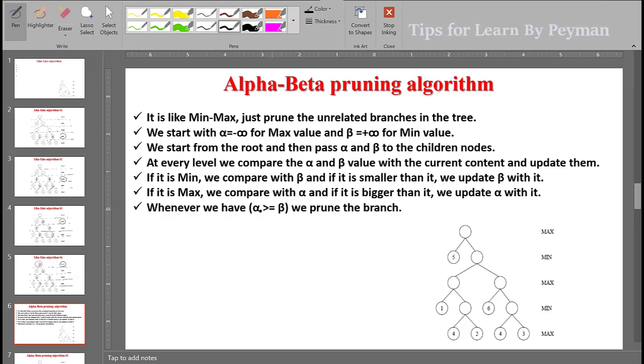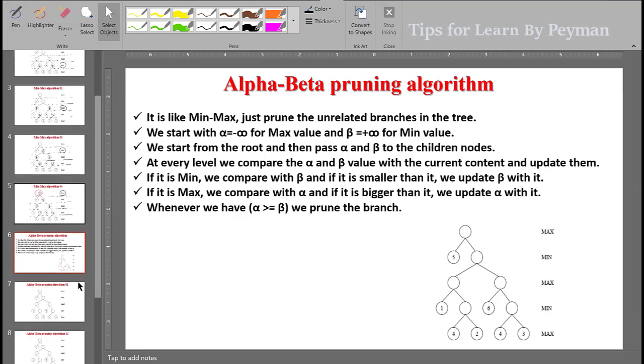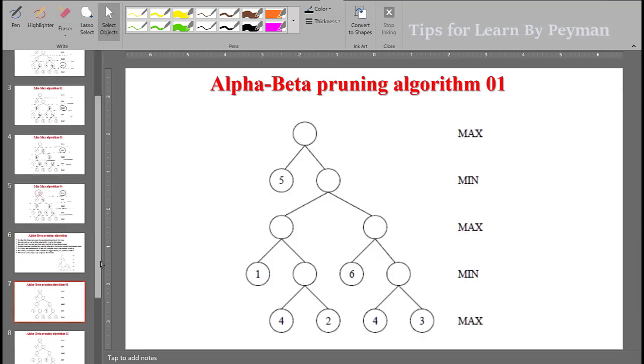This is a very important point. This is where we prune the unrelated branch and do not need to check all the values of the node. So let's see how alpha-beta pruning solves the same problem. Here, let me choose the pen.